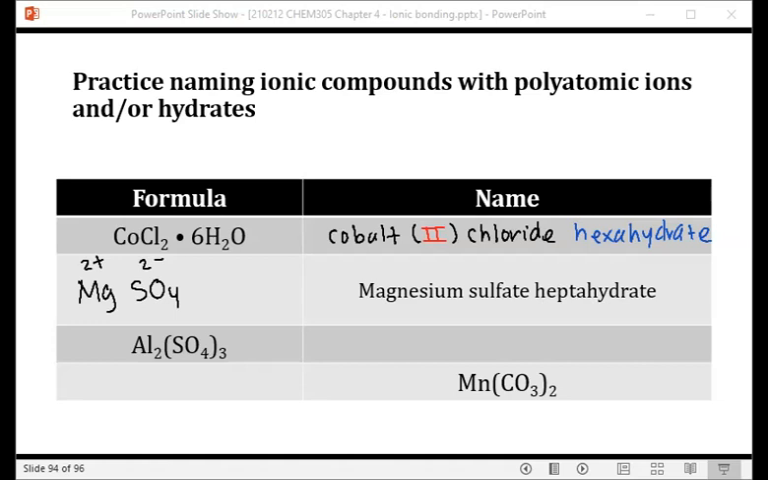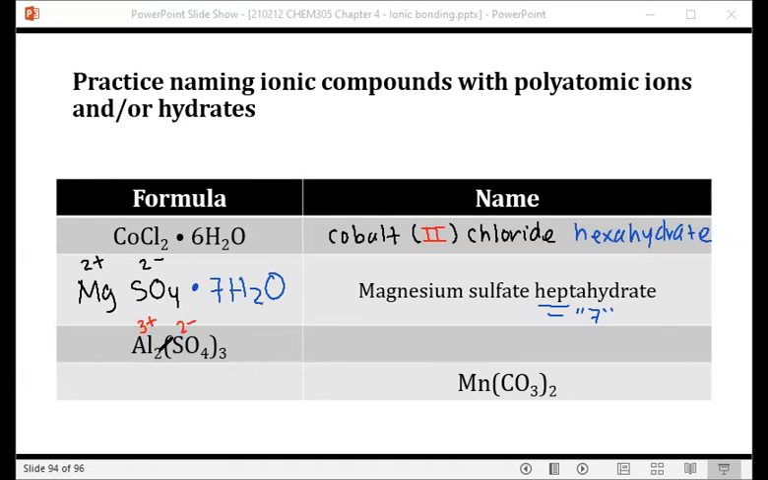So the next part is to take care of the water molecules. Hepta means 7. So we have a big dot and then 7H2O. Okay, next one, we have the ionic compound formed between aluminum and sulfate. So aluminum is a type 1 metal. It always has a charge of 3+. Sulfate is a polyatomic ion. It has a charge of 2- always.